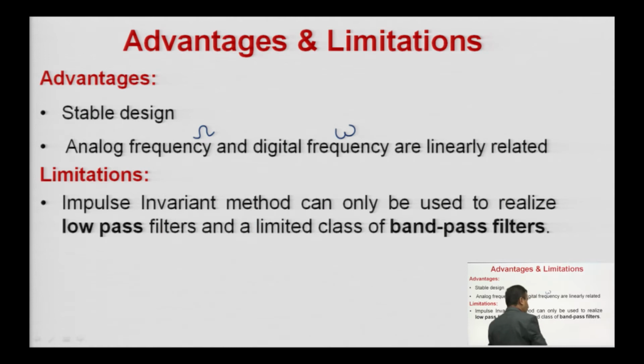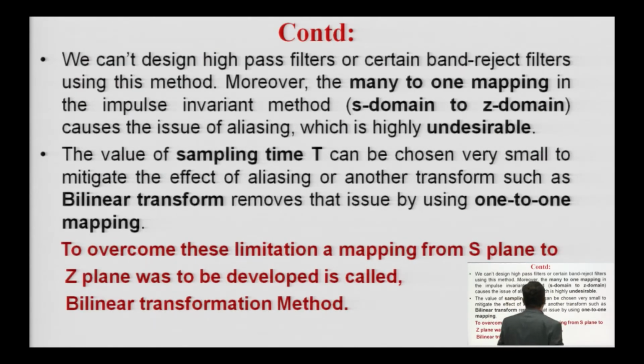Now, what is the limitation? The limitation is that the impulse invariant method can only be used to realize the low pass filter and a limited class of band pass filters. So, you can use this method for the low pass filter and for a limited class of band pass filters. If you want to realize the high pass filter, then this method is not appropriate, and for band reject filters also. So, that is why we have to design another method, okay, and that was the limitation of this method. We cannot design a high pass filter or certain band reject filters using this method.